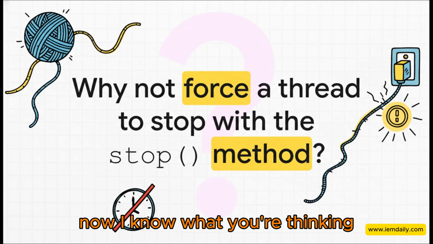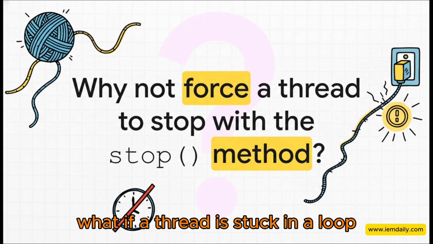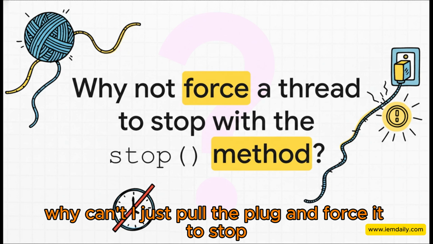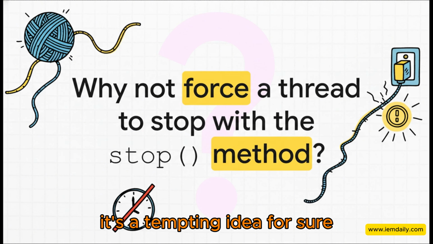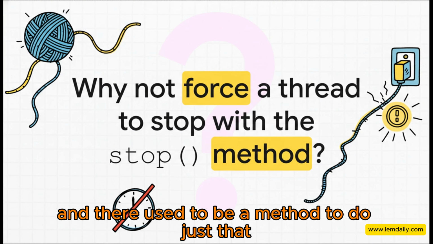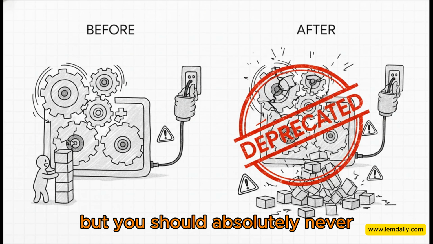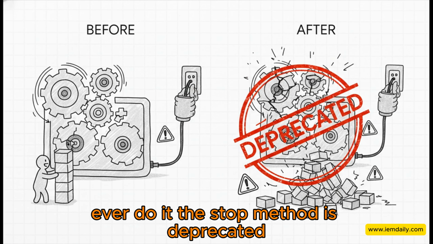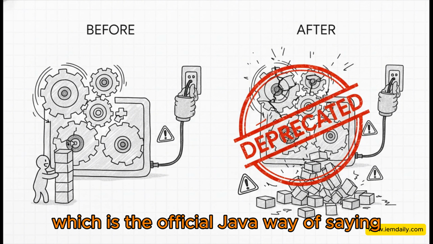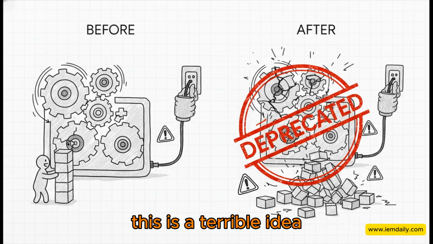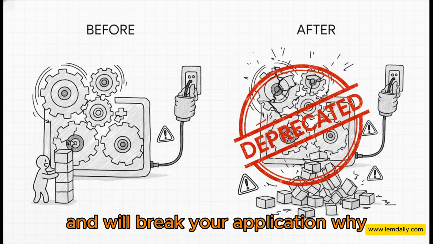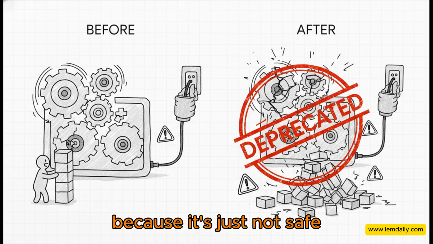Now, I know what you're thinking. What if a thread is stuck in a loop, or it's just misbehaving? Why can't I just pull the plug and force it to stop? It's a tempting idea for sure, and there used to be a method to do just that. But you should absolutely never, ever do it. The stop method is deprecated, which is the official Java way of saying this is a terrible idea and will break your application. Why? Because it's just not safe.